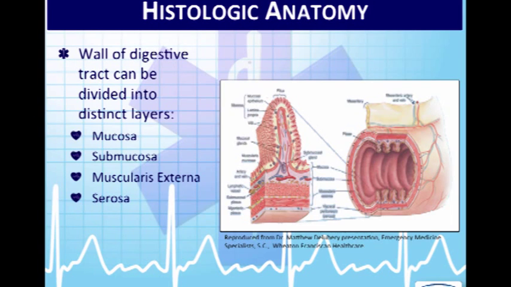Moving now to more of the micro components of the GI system. When we look at the walls of these tracts, they're actually divided into four different layers: the mucosa, submucosa, the muscularis externa, and the serosa. Those four layers are moving from what the food touches all the way to the outside, and the books tend to emphasize these four layers and find them to be very important that the paramedics are familiar with these four different layers.